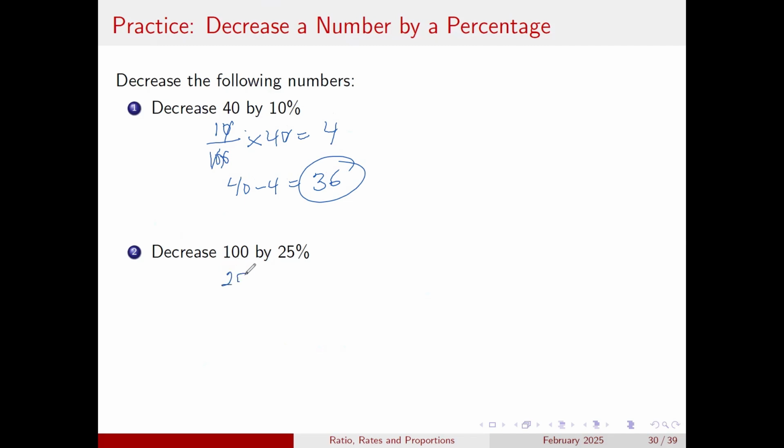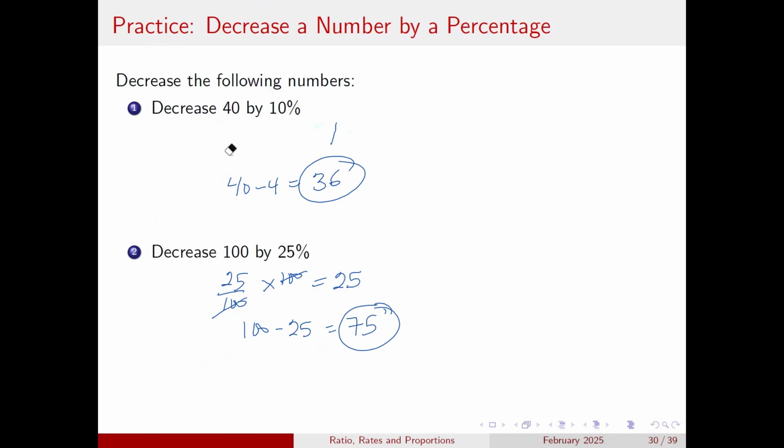So we have 25% of 100. Okay, yeah, so 100 comes out. The value is 25. So we have 100 plus, no, minus, sorry. We have 100 minus 25 because we are decreasing, and that gives us 75. 75 is less than 100, so we are sure that this is okay. Right, so this is how you go about decreasing a number by a percentage. Kindly take note of the difference between this and increasing a number by a percentage.